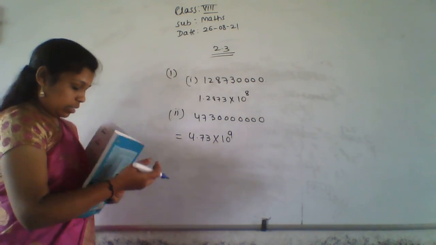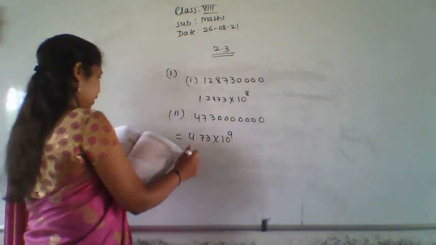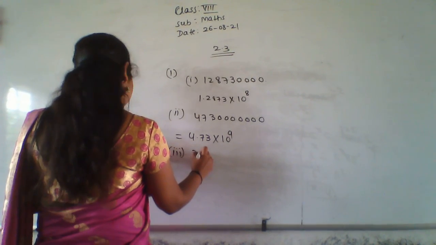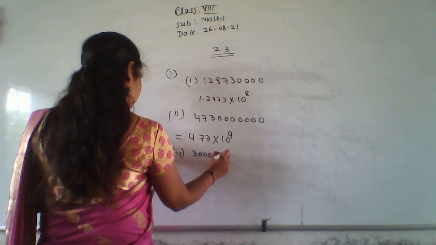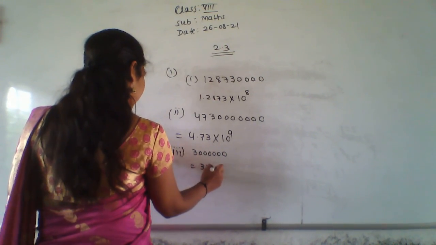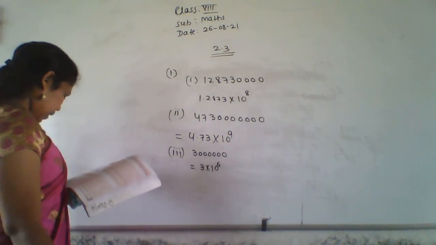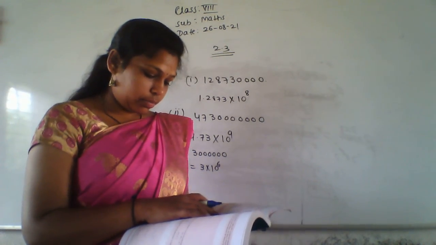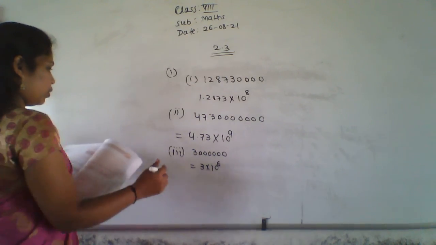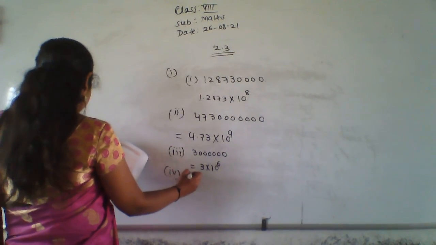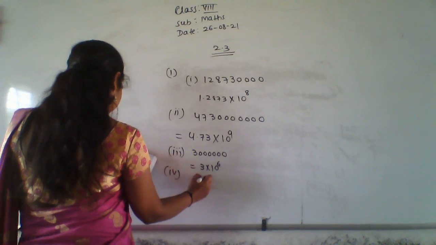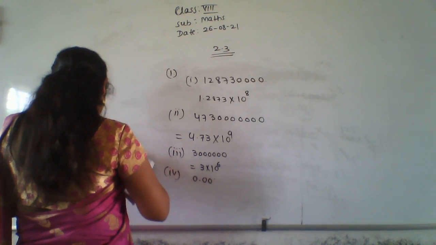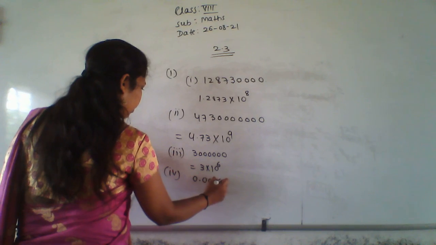Getting everyone? So do it yourself, everyone. Third one, next. 6 zeros here. It means 3 into 10 to the power 6. Fourth one, fifth one, sixth one. Fourth one I think, because there is a negative point there. How many zeros here? 7 zeros.